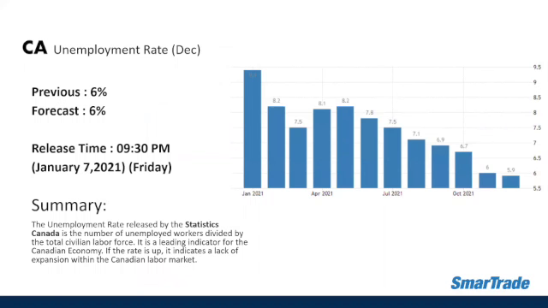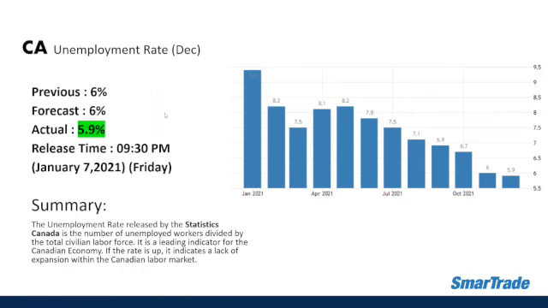Okay, so first thing is we have the unemployment rate for Canada for the month of December. The previous and the market forecast were the same at 6%, and the release time was 9:30 p.m. last Friday.